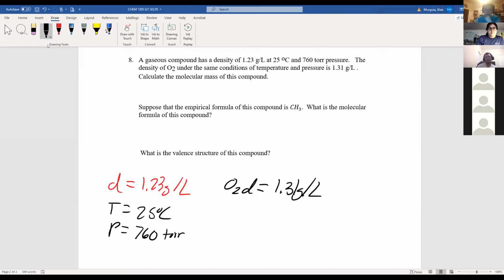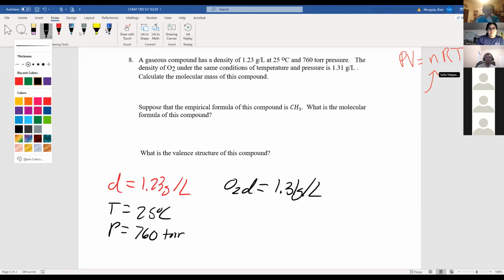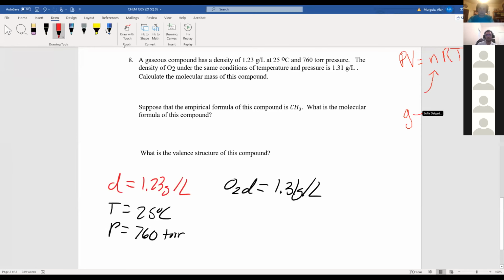Just ignore the liters for now. Focus on the grams. What can we do with that? Grams per liter. No. Like, we're just looking at the grams. Like, how can we get rid of the grams? Okay, so what would we do? You need to convert it into moles. All right, so are we going to divide or multiply by the molar mass? Multiply.